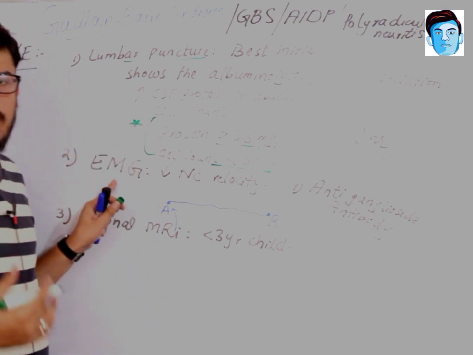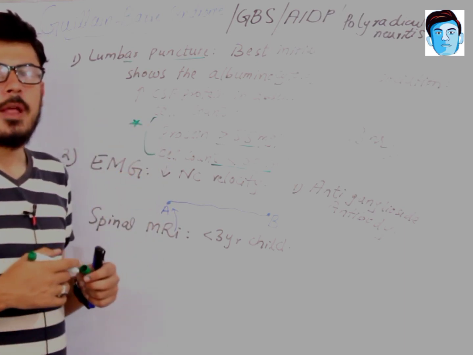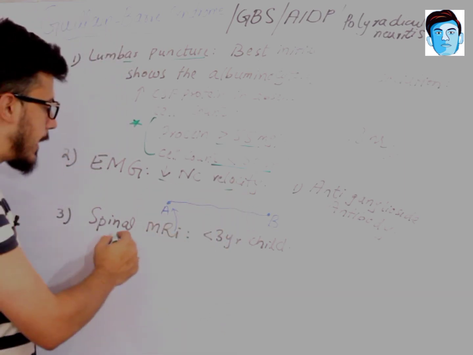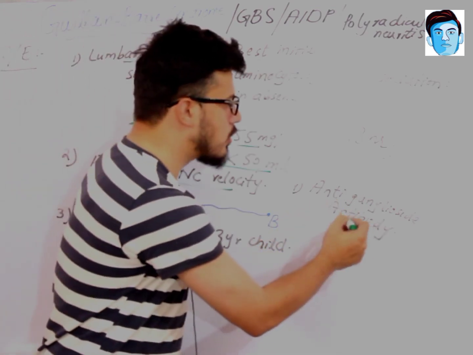Secondly, there is electromyography, which is considered the best confirmation test. Here there is decreased nerve conduction velocity. Also there is spinal MRI, and there is anti-ganglioside antibody.